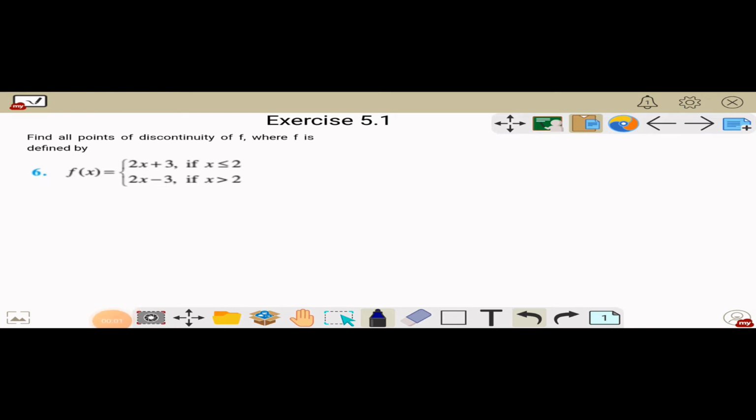Hello and welcome everyone. So in the last lecture we have seen question number 4 and question number 5. Now let us start with question number 6.